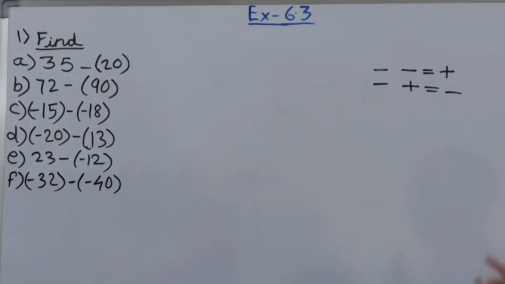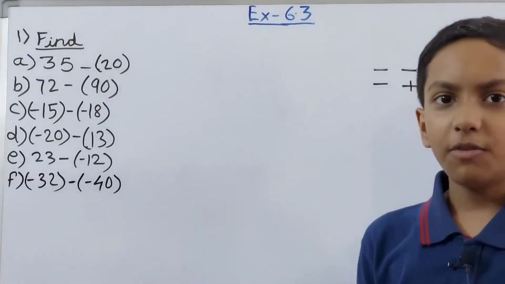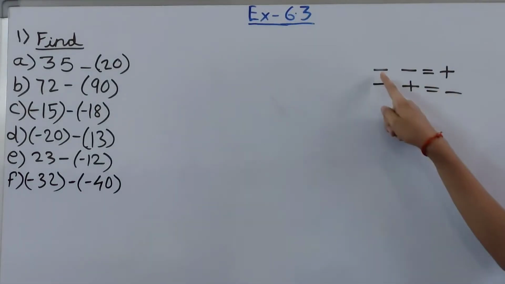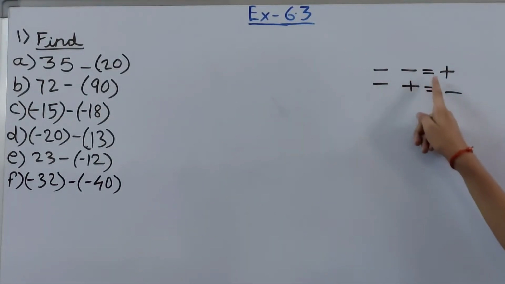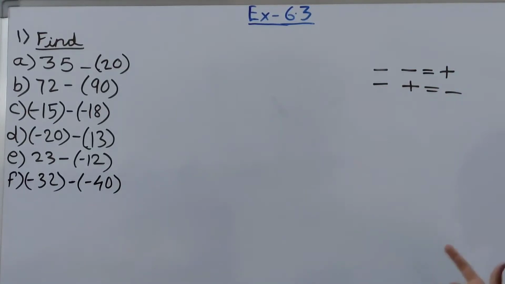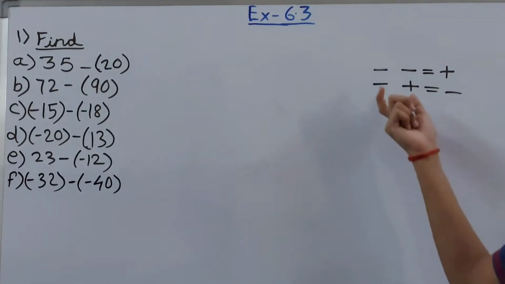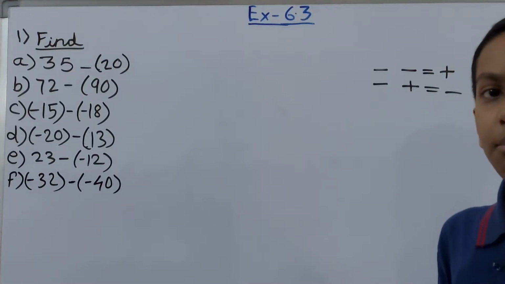Now friends, I hope the rules are clear to you. So we can move on to solving the questions. But friends, first as you can see here, we have written minus minus is plus and minus plus is equal to minus. So just remember this. When you get two minus signs all together, it makes a plus sign, and minus plus makes a minus sign.